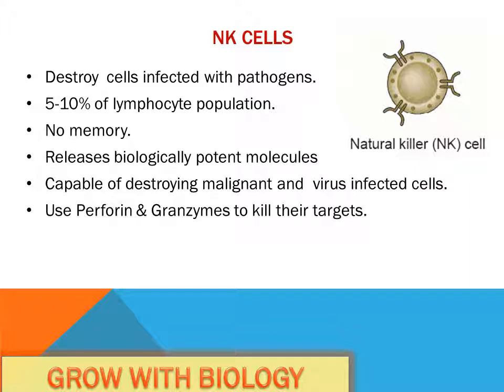Now NK cells, natural killer cells. They destroy cells which are infected with pathogens. They comprise 5 to 10% of the lymphocyte population. They do not have memory cells. Memory is the only property exhibited by B cells. They release biologically potent molecules. They have the capacity to destroy malignant and virus infected cells. They use perforins and granzymes to kill their target. So this is NK cells, that is natural killer cell.